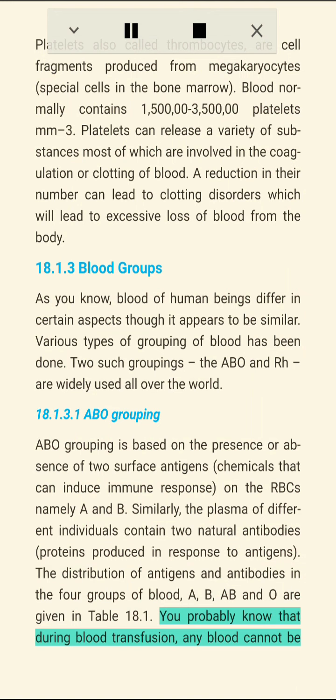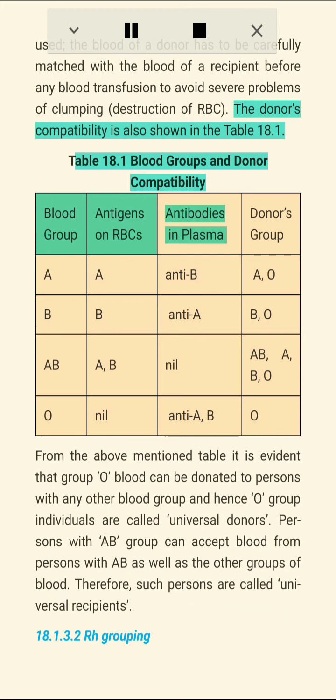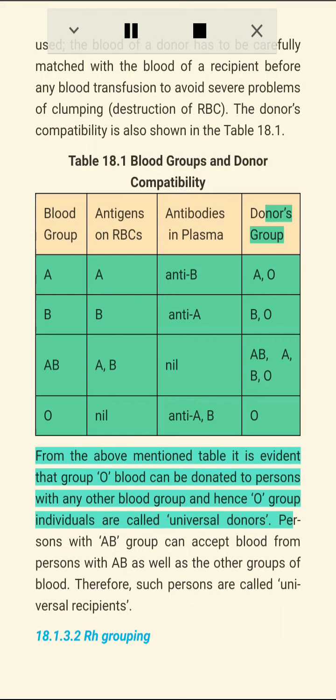18.1. You probably know that during blood transfusion, any blood cannot be used. The blood of a donor has to be carefully matched with the blood of a recipient before any blood transfusion to avoid severe problems of clumping, destruction of RBC. The donor's compatibility is also shown in the Table 18.1. Table 18.1 Blood groups and donor compatibility.